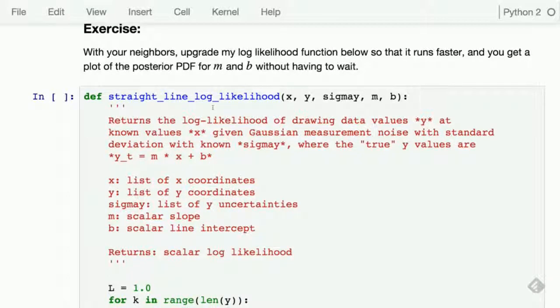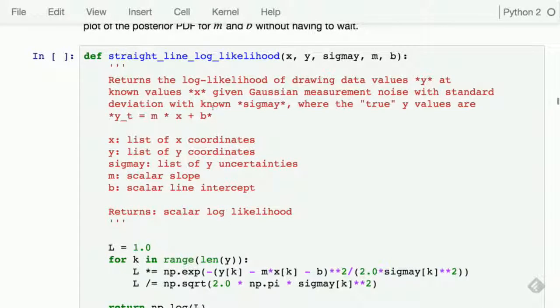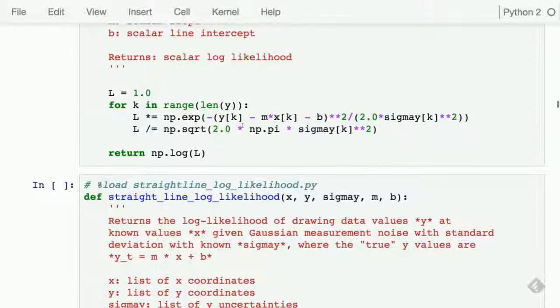So here is a log likelihood function. You can see you have to provide x and y and sigma y constants, and you also have to provide parameters m and b. And then here you can see me calculating the likelihood term by term. So going through each yk, calculating the value of a Gaussian function and taking the product, and then at the end taking the log. This is the wrong way to code this up, but I wanted to show you it just because it looks like the math we just wrote down.